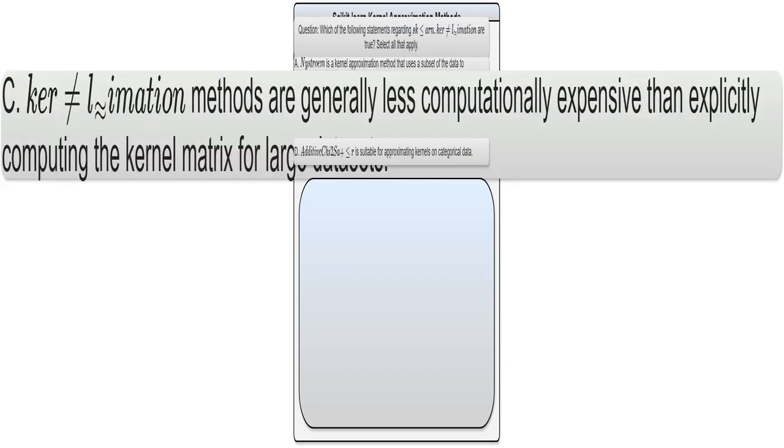The main reason we use kernel approximation is speed. Computing the kernel matrix for huge datasets is incredibly slow. Kernel approximation methods offer a significant speed boost by trading some accuracy for computational efficiency. It's a trade-off worth considering for large-scale problems.